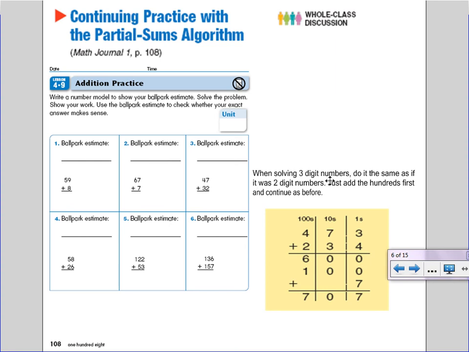Now, when solving 3-digit numbers, do it the same as if it was a 2-digit number. You just have to add the hundreds, but you don't do those first. You always do the ones first, then the tens, and then the hundreds. So for here, it's 3 plus 4 is 7. 70 plus 30 is 100, and 400 plus 200 is 600, and when you added those together, you came up with the answer of 707, just like what we did on the page prior.